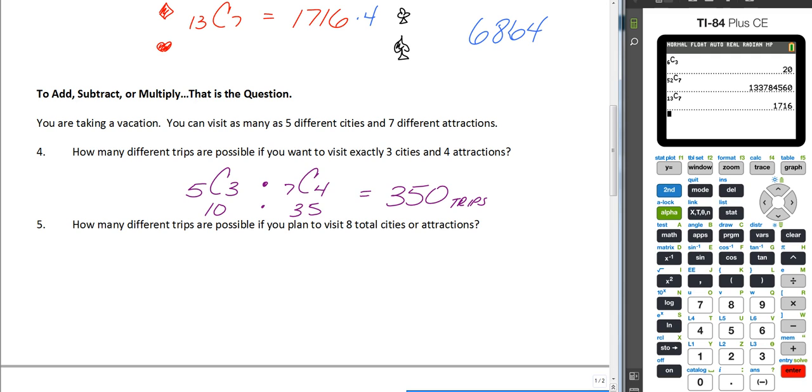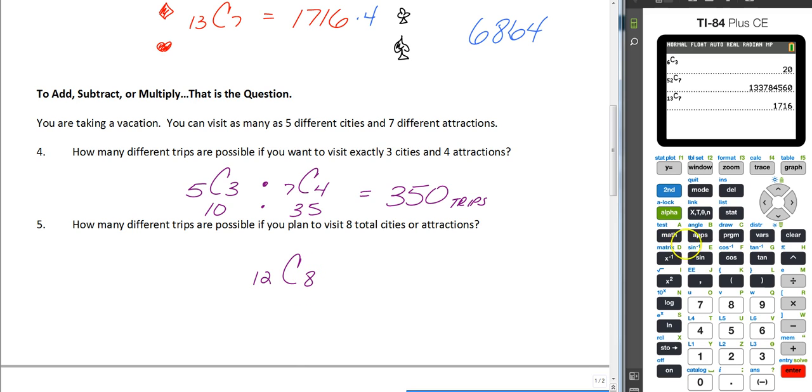But what if we were to switch it up a little bit and say that we wanted to just visit any 8 locations, but this is at least, so we're going to visit 8 total cities and attractions. That would just be how many different options we have. So we have 12 different options, and we're going to choose a total of 8.